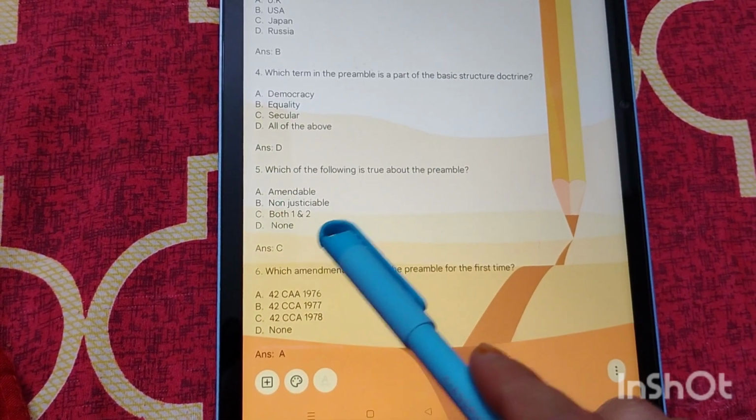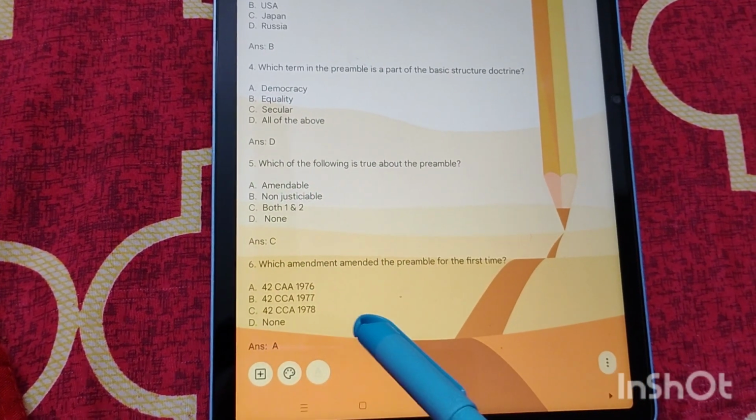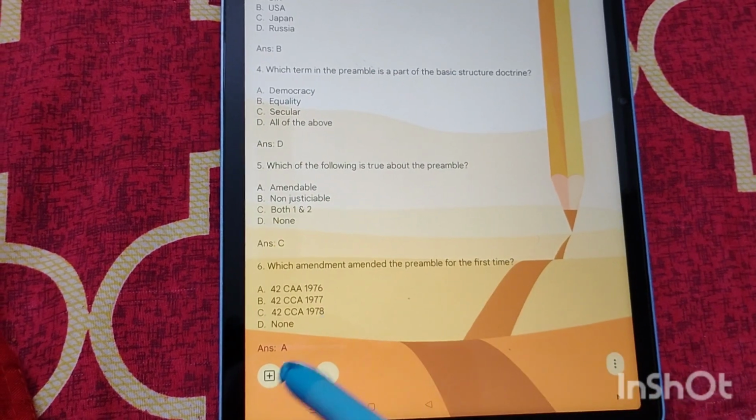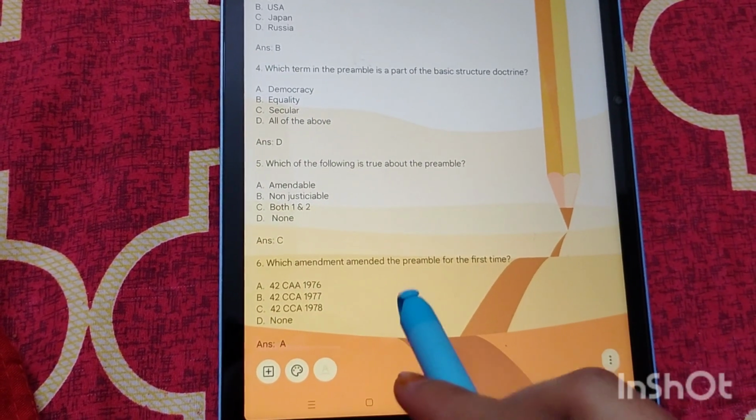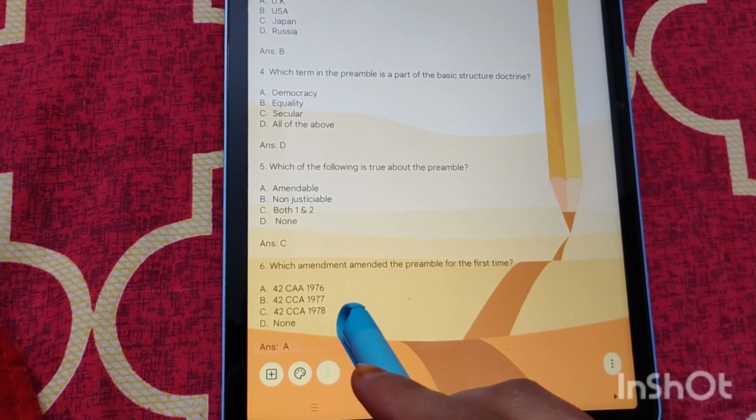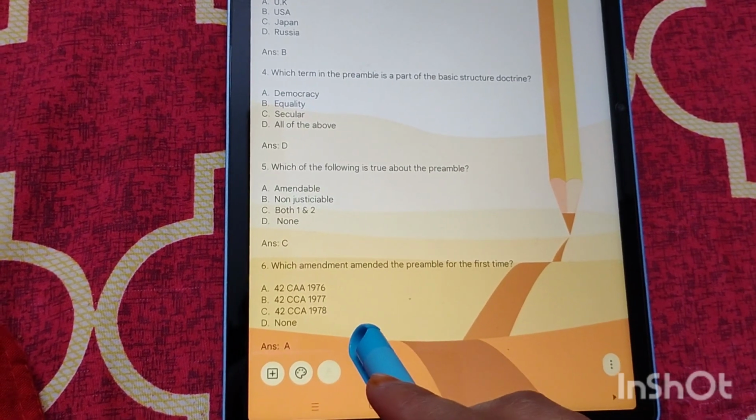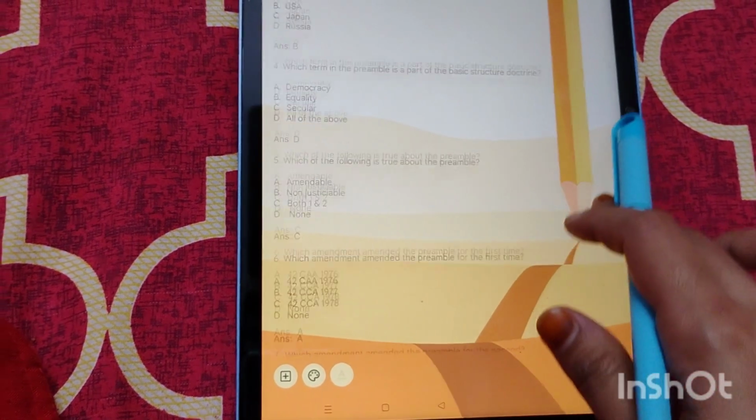Question number 5 is: which of the following is true about the Preamble? Option A, amendable; option B, non-justiciable; option C, both 1 and 2; and option D, none. So the correct answer is C, both 1 and 2.